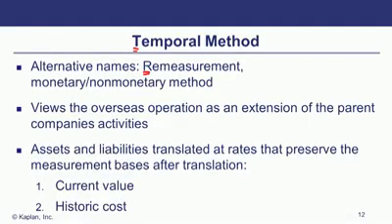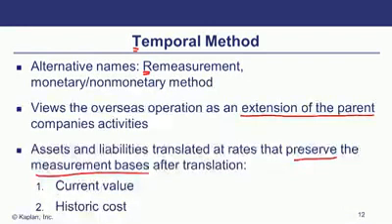Now notice it views the overseas operation as an extension of the parent company's activities. Okay, so it's not really an investment, it's just an extension of the parent company's activities. What we therefore want to do is use exchange rates that preserve the measurement basis, in particular for things like our non-monetary assets and liabilities, things like fixed assets, etc. We don't want them to fluctuate over time just because exchange rates fluctuate over time. Okay, so we notice our measurement basis are either current value or historic cost in this case.